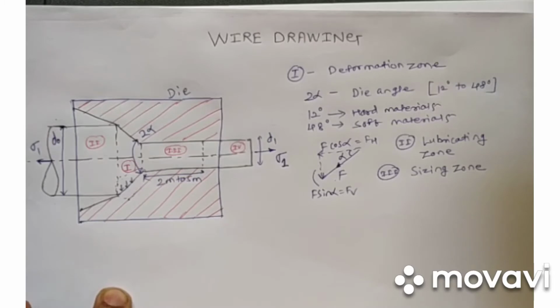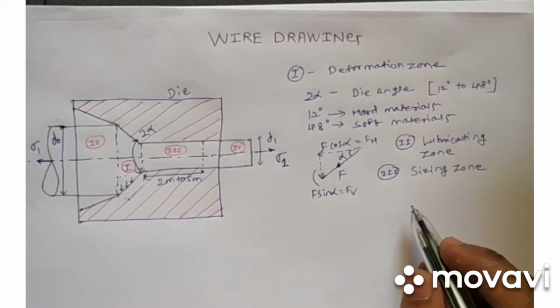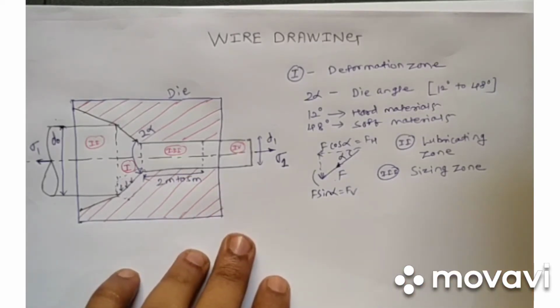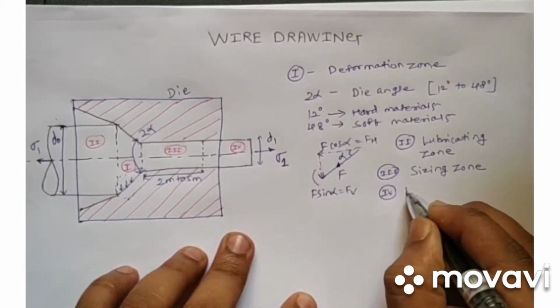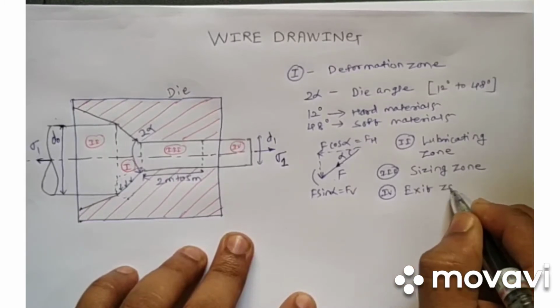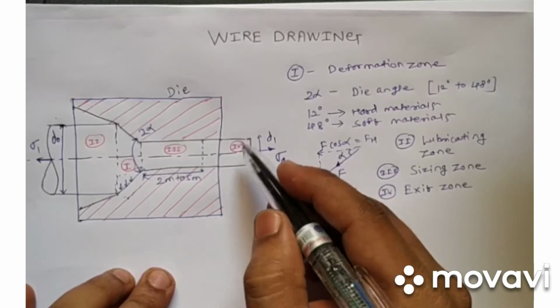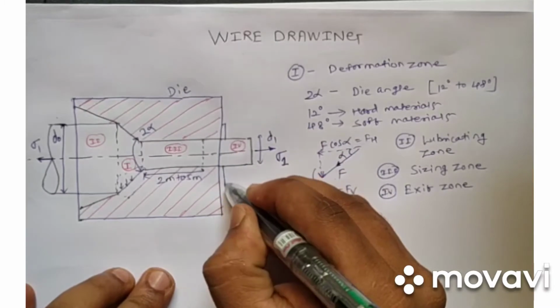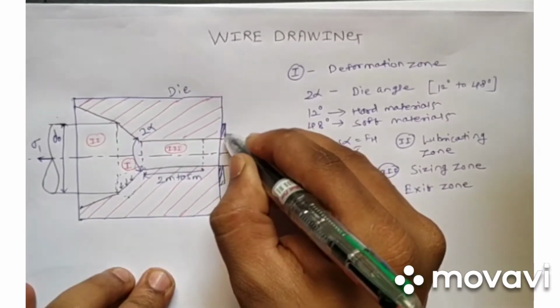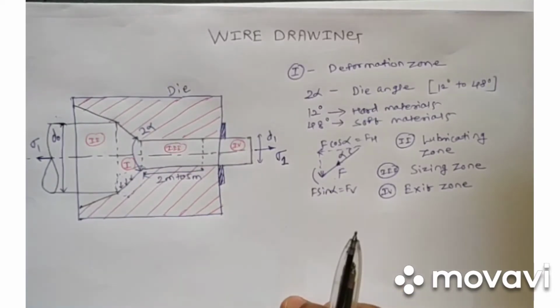And in this zone we are actually sizing the rod, that's why it is also called the sizing zone. Now moving on to the next zone, which is our fourth zone, and this is the exit zone. We can see here the wire is getting drawn and exiting from this die, and here we have a cover in order to avoid the splashing of the lubricant. So this is our exit zone.